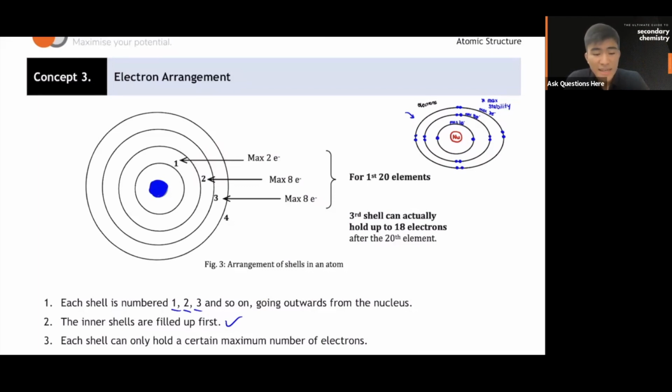Then next, criterion number 3, each shell can only hold up to a maximum number of electrons. As mentioned, level 1 has 2 electrons, level 2 has 8 electron spaces, and level 3 has 8 electron spaces as well. So these are the 3 criteria that you need to know whenever we are looking at electron arrangement. So how do I apply this? How do I apply this idea?